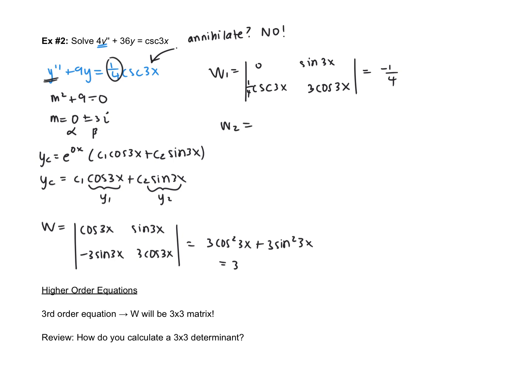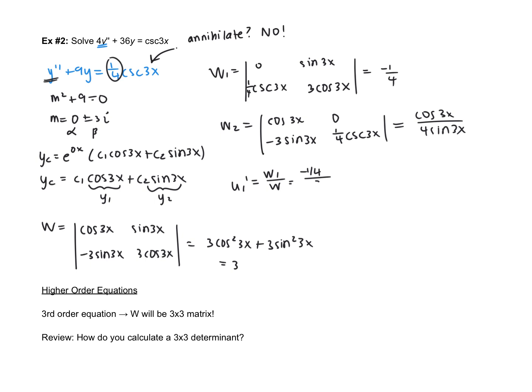Our W2, so we have cosine of 3x, negative 3 sine of 3x, 0, and 1/4 cosecant of 3x. So that ends up being cosine of 3x divided by 4 sine of 3x. And now we're ready to do some integrating. So our u1 prime is W1 over W, so negative 1/4 divided by 3. So our u1 prime is negative 1/12. When we integrate that with respect to x, we get u1 is equal to negative 1/12 x.